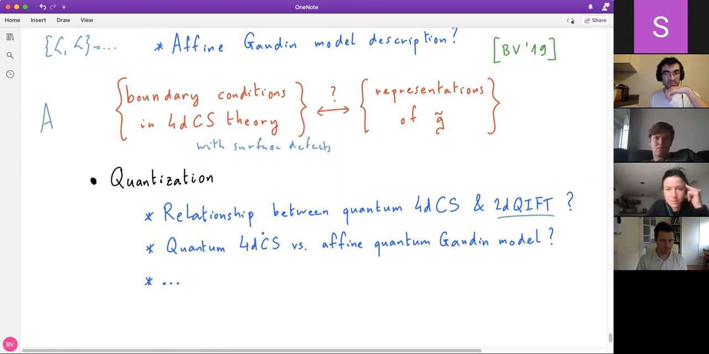from 4D Chern-Simons. And finally, it would be interesting to understand this connection, which I alluded to above, between 4D Chern-Simons and affine Gaudin models in the quantum story. So this is an interesting question. Once you know how to quantize 4D Chern-Simons, how is it related to quantum affine Gaudin models, which is a very active area of research.